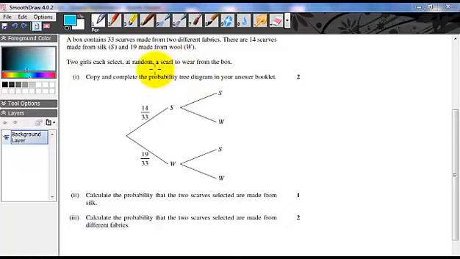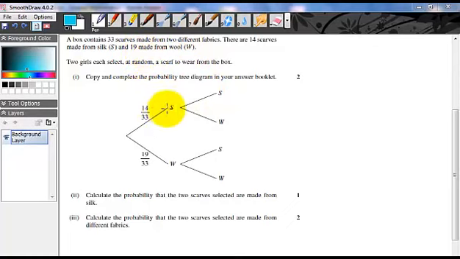Alright, well let's read it again. So a box contains 33 scarves, right? Now there are 14 that are made from silk and 19 made from wool. Down here, 14 out of 33, if I've already selected one scarf, am I going to have 14 scarves left in the next one? No. How many scarves do I have left? If I had 33 to begin with, how many do I have left now? 32. Okay, perfect.